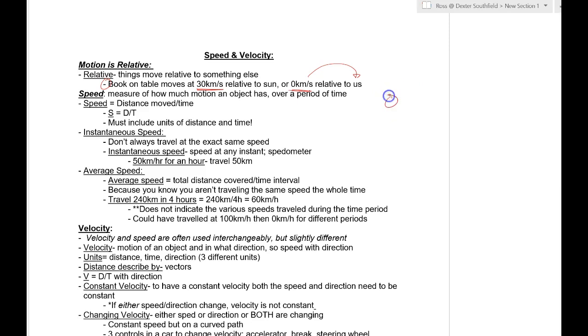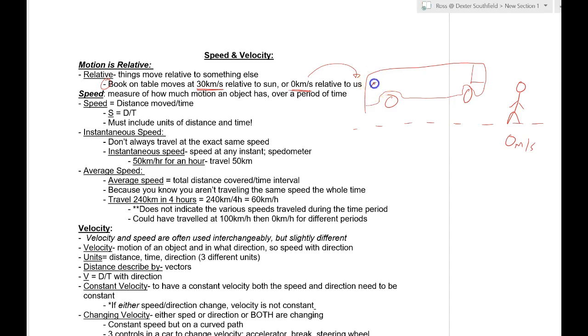So now you get to see my wonderful drawings, my depictions of a bus. Despite being a bus monitor, I can't draw a bus to save my life. Okay, so here's Dexter's Southfield school bus, and here is a random person standing on the street, to the right of the bus. So he's not going to get run over by the bus. He is not moving, at least compared to the ground, so he's moving 0 meters per second. He's standing still compared to the ground.